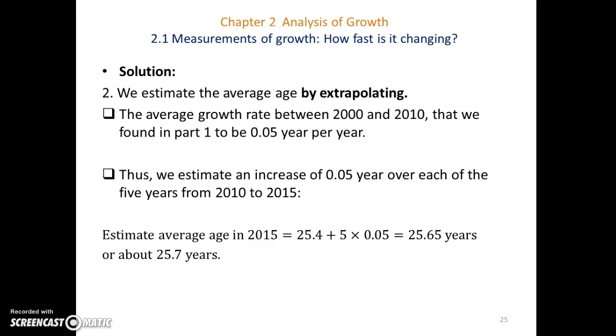In part 2, we estimate the average age by extrapolating. The growth rate between 2000 and 2010 that we found in part 1 was 1/20 per year. So we assume that this increase of 1/20 per year is going to be the same for the next 5 years. And 2015 is 5 years past 2010. Therefore, we can take the age at 2010 and add to it 5 times the average growth rate. 25 4/10 plus 5 times 1/20, that's equal to 25 13/20 years.